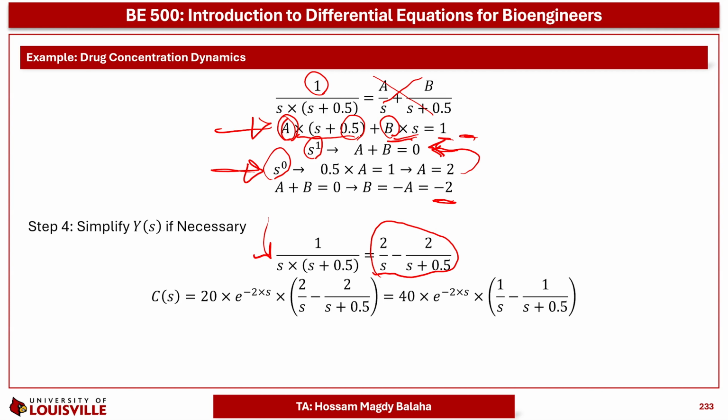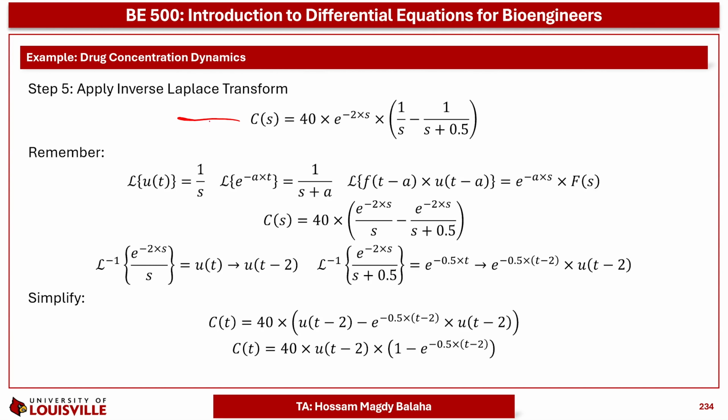Substitute in the original equation, so we have the numerator here, 2 multiplied by e to the power of negative 2s, and there are the factors after the partial fraction. So here we extracted 2 multiplied by 20, it will be 40, and there's the remaining. Next, we need to apply inverse Laplace transform. So simply, we know these three formulas. The Laplace of the unit step is 1 over s, the Laplace of the exponential is 1 over s plus a, and the Laplace of the unit step multiplied by a function.